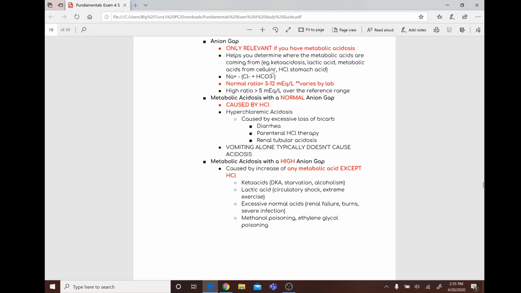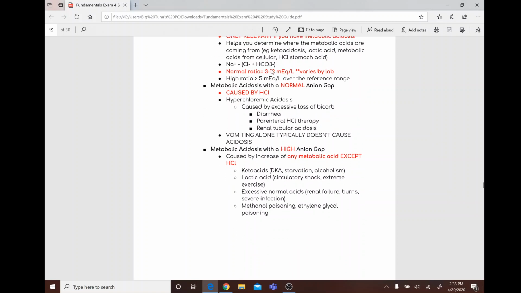All right. What causes metabolic acidosis with a normal anion gap? HCl, so it's hyperchloremic acidosis. What causes hyperchloremic acidosis? Excessive loss of bicarb. What are some examples? Diarrhea, parenteral HCl therapy, and renal tubular acidosis.